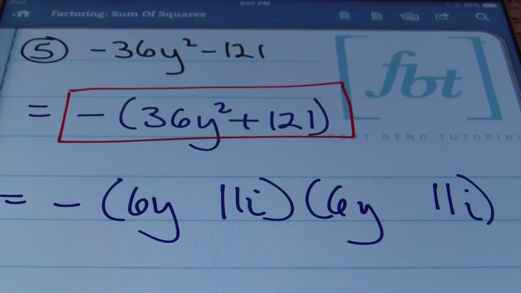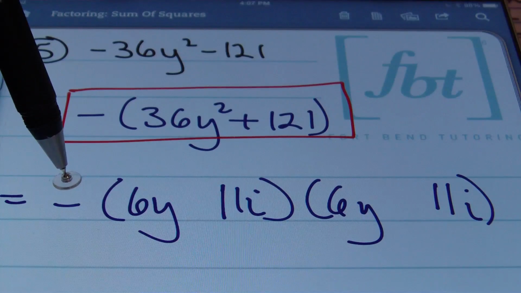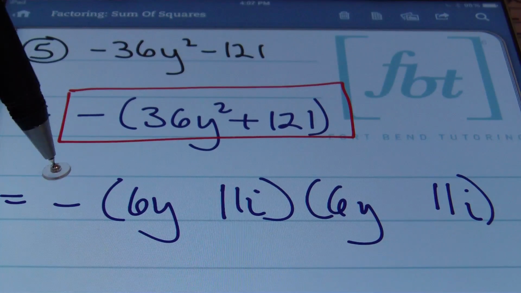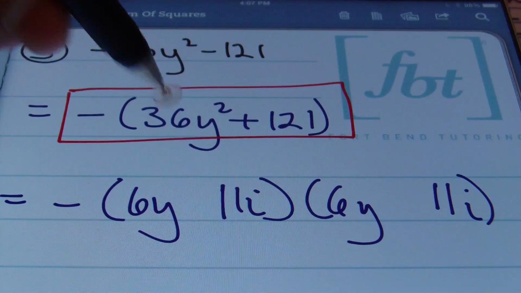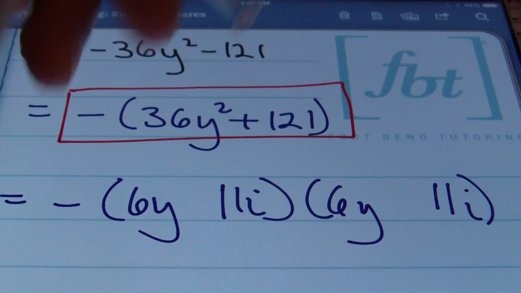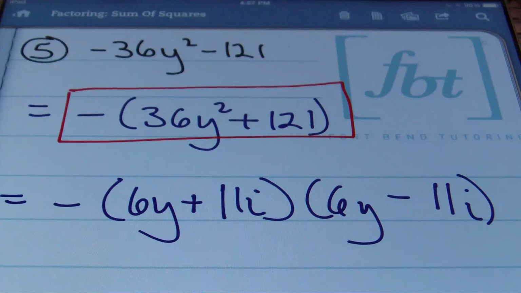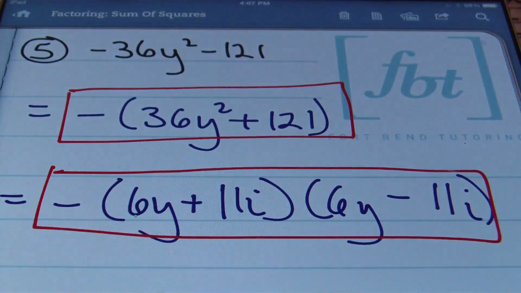And then what would I do next? I have my GCF. That's a negative 1 right there. That negative sign is the GCF. And I have the square root of 36y squared, which is 6y. I have my 11i, and I'm going to lead with a positive. Then a negative. There you go. That's the answer. That is our factorization for this problem.